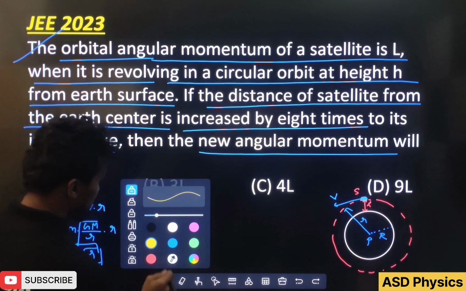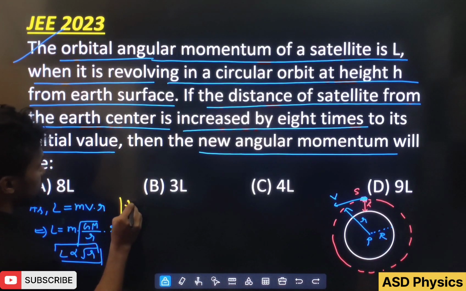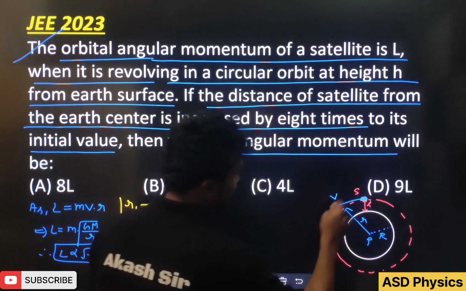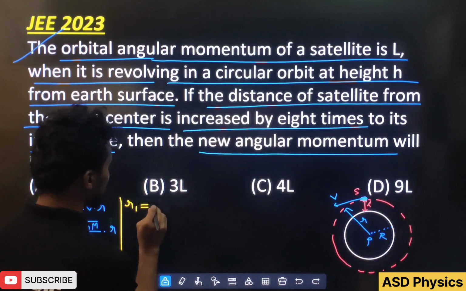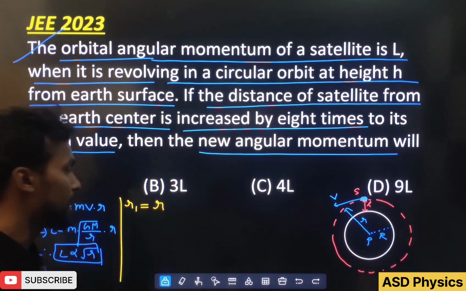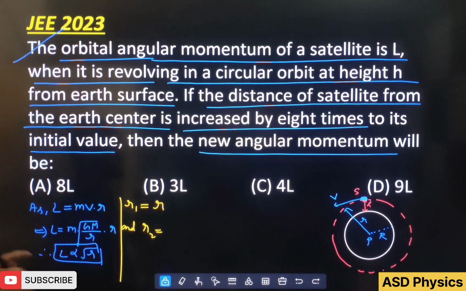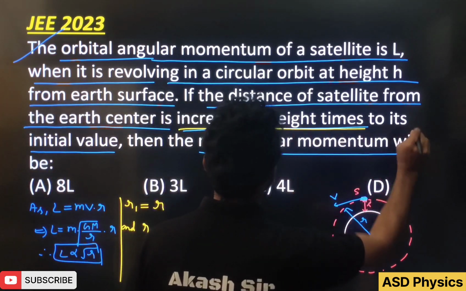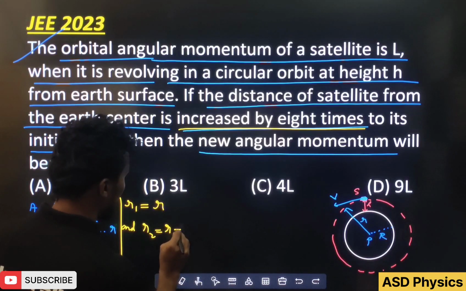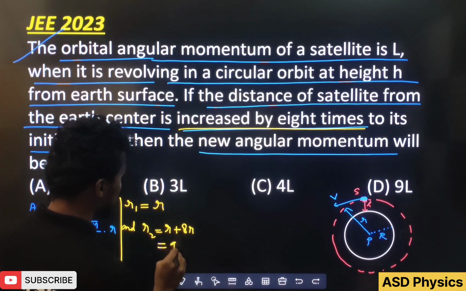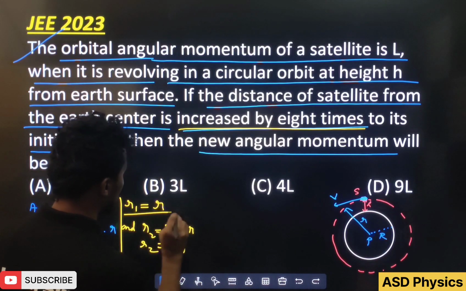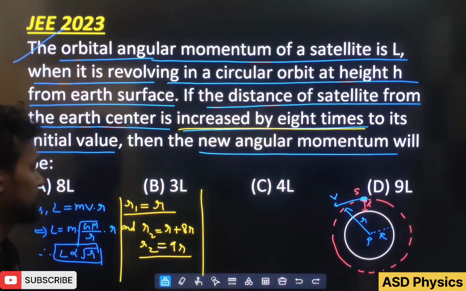Okay. Now students, after this, what is happening here? At a height of h, let's take the orbital radius as r. And this orbital radius is increased. In the question, what are they telling? The orbital radius is increased by how much? Increased by 8 times. So it will become R plus 8r. That means how much is coming here? 9r. So r1 is r, r2 is 9r. This one we have got.